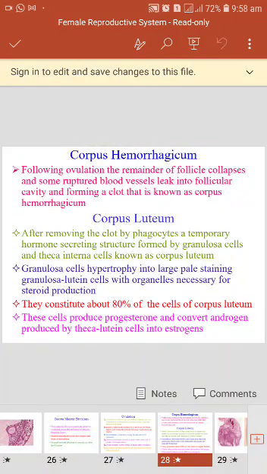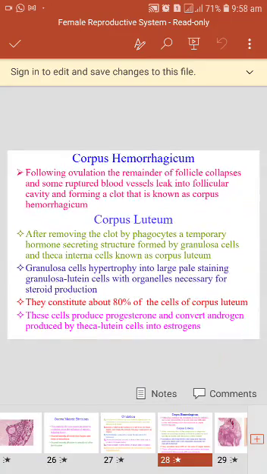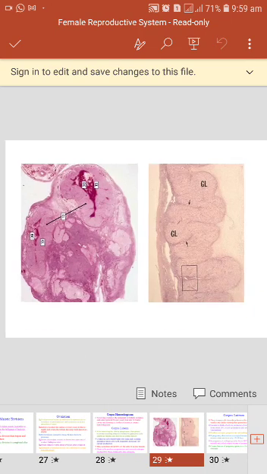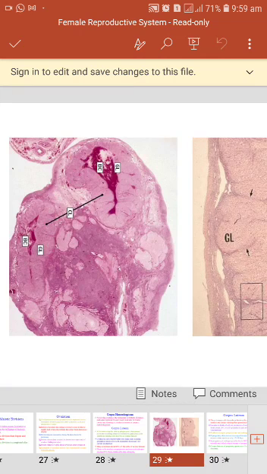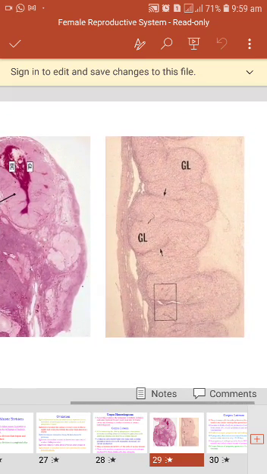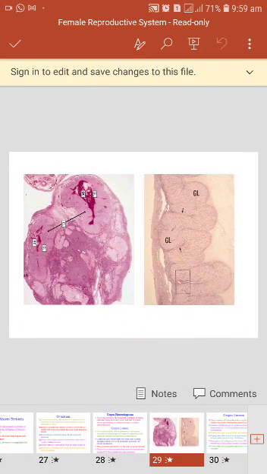Granulosa cells hypertrophy into large, pale-staining granulosa lutein cells with organelles necessary for steroid production. They constitute about 80% of the cells of the corpus luteum. These cells produce progesterone and convert androgen produced by theca lutein cells into estrogen. In this diagram, you can see the structure of the corpus hemorrhagicum with the blood inside, and this is the corpus luteum where we have the theca lutein cells.